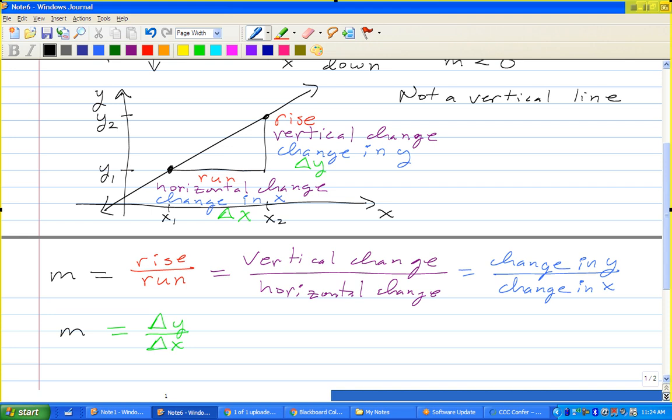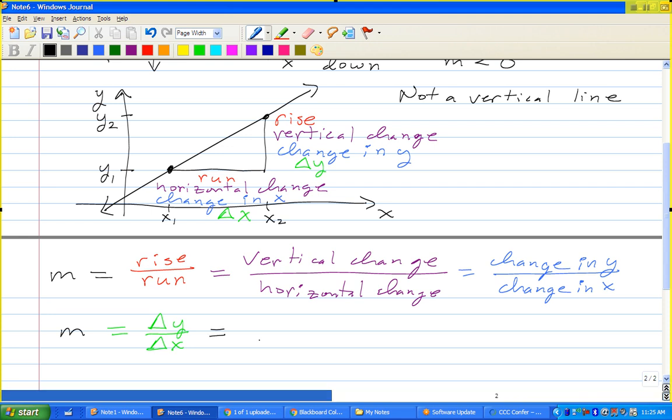Then this is just equal to y2 minus y1 over x2 minus x1. Of course, I'm assuming that x1 is not equal to x2 because I do not want to divide by 0. So these are differing ways of saying the same thing. And you should be familiar with all of them because I'll be saying them in different terminologies at different times.